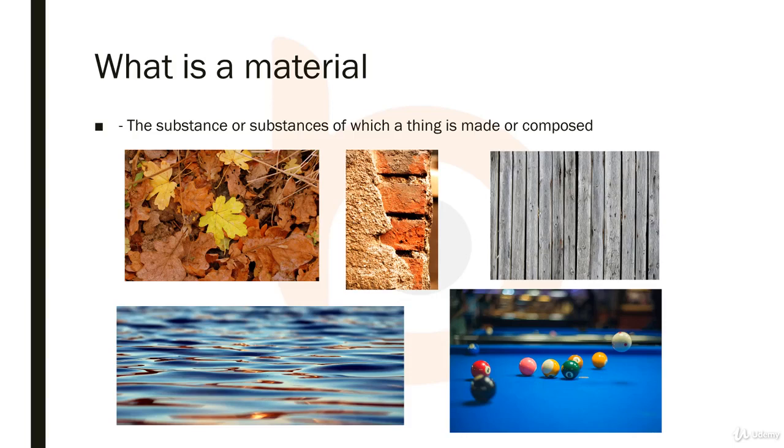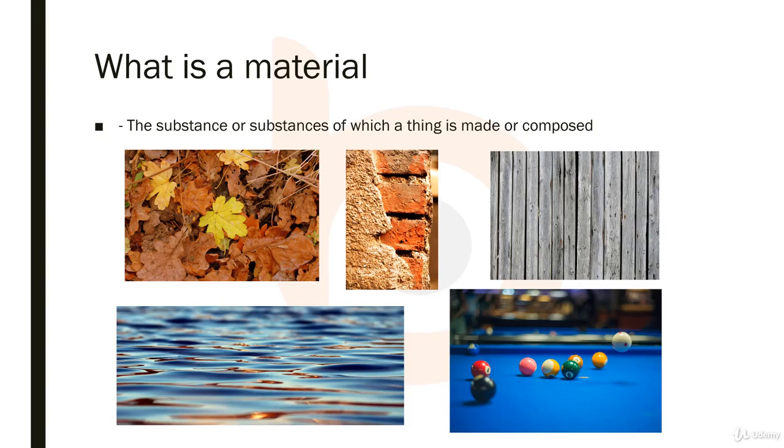So what is a material? Well, the core is the substance or substances of which a thing is made or composed. Well, that's really a sort of mathematic explanation. But what this means is that every material or every object has its own unique surface, and that results in a very specific look.